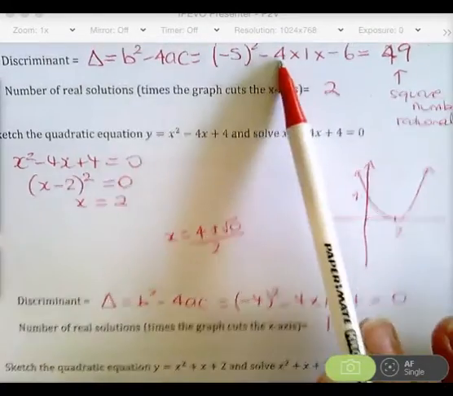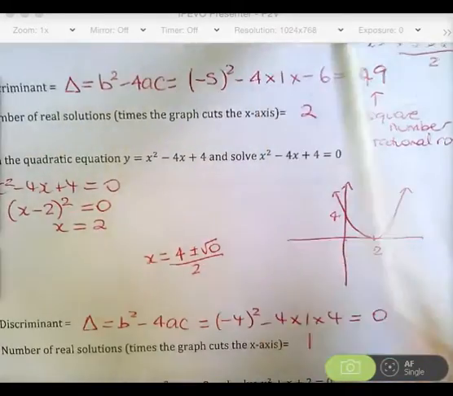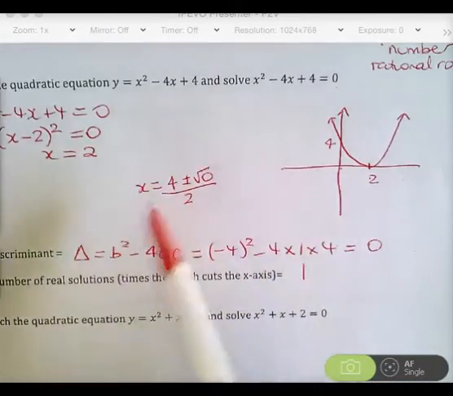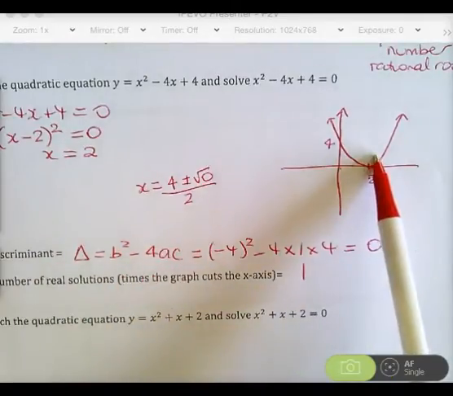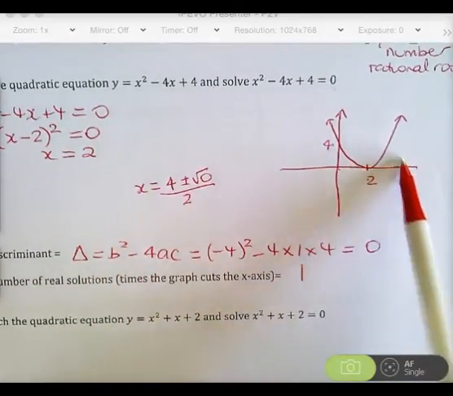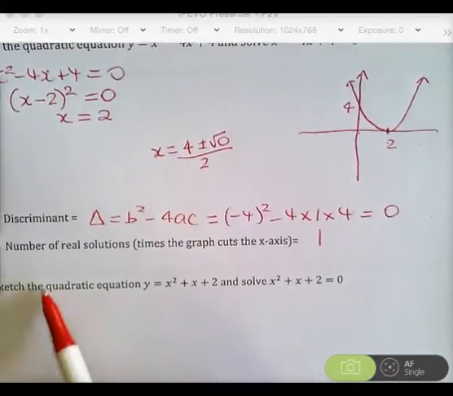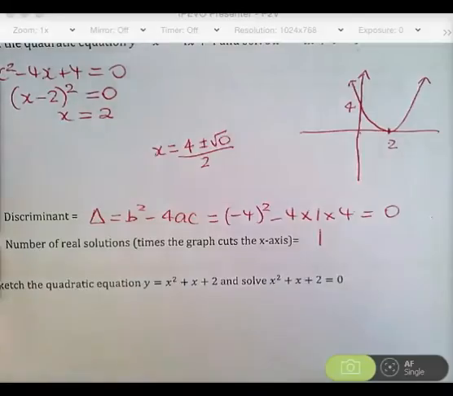Notice, if the discriminant's positive, you've got two roots. If it's a square number, the roots are rational. If the discriminant is 0, you'll only have one real root. That's what this all means: it cuts the x-axis once. Let's look at this next one here. It says sketch this quadratic equation.